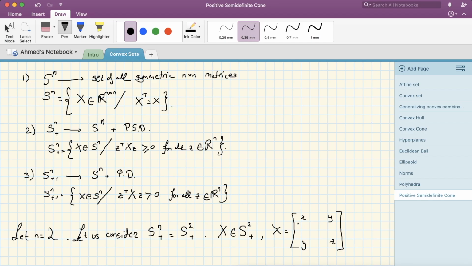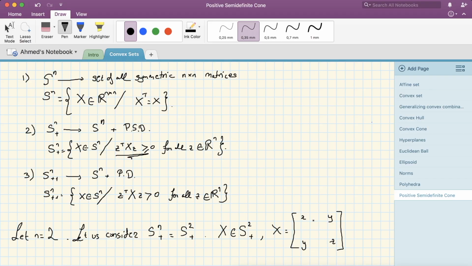Where does the positive semi-definite property come into play here? You have alternative characterizations of it. One is that all eigenvalues are positive or equal to 0. Another is that the leading minors are nonnegative. So in that case, x and z should be nonnegative, right?